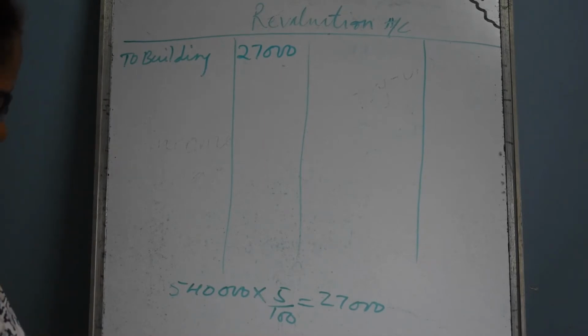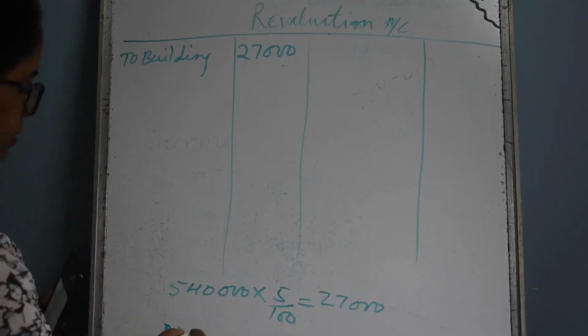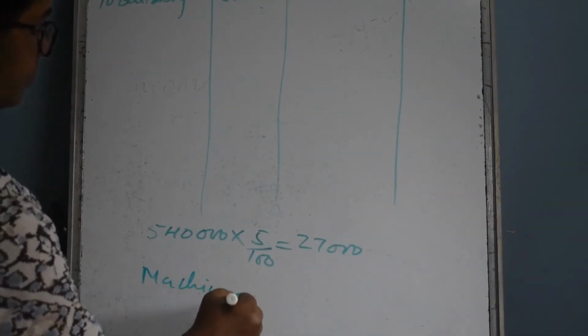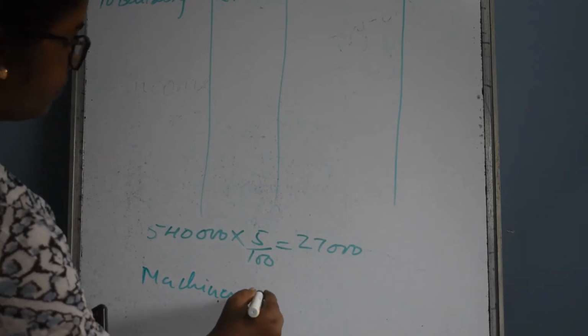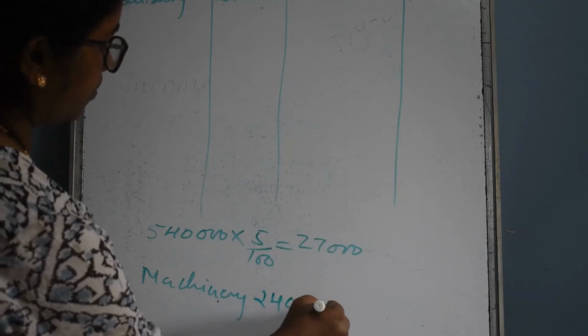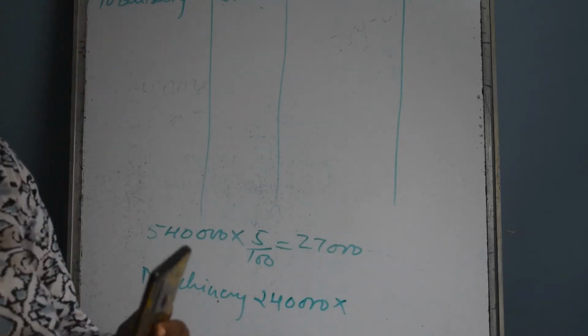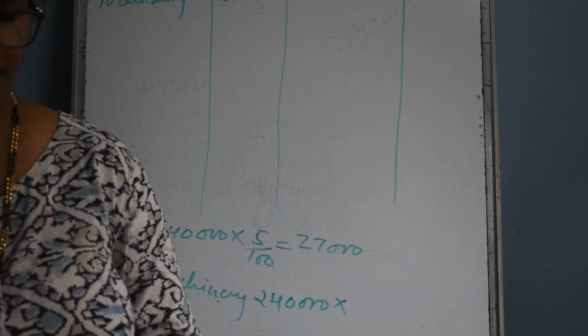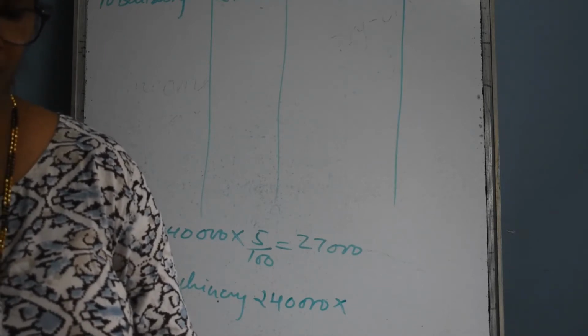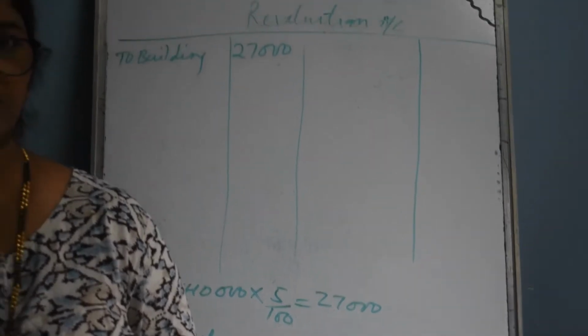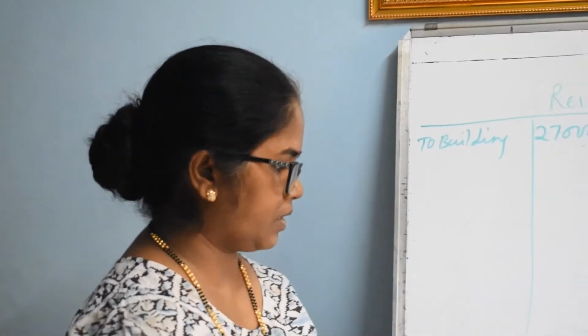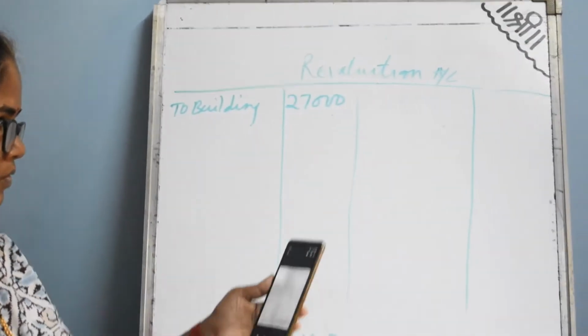Next we have machinery appreciated by 120%. Machinery we have in the old balance sheet 2,40,000. So whenever it is given 120%, what does it mean? The machinery has appreciated 20%. The figure in our old balance sheet was 100%, and it increased by 20%. So you calculate only 20%. You don't calculate 120%. If you calculate 120%, that amount minus this amount you have to make, and you will get the difference. Okay, 48,000. That 48,000 you have to write here.